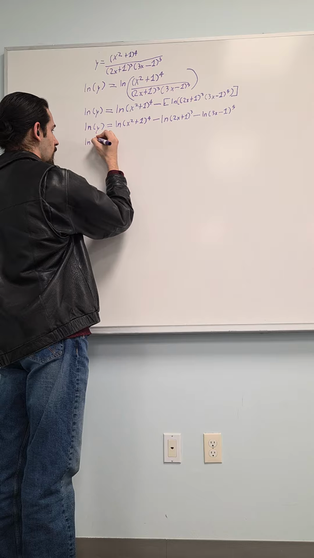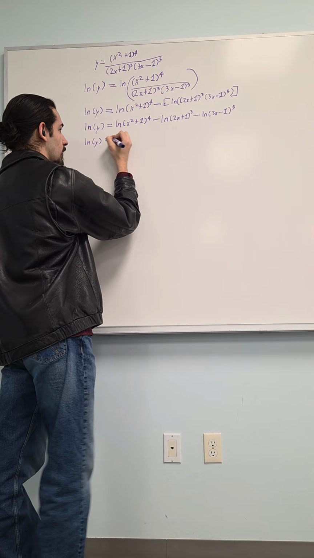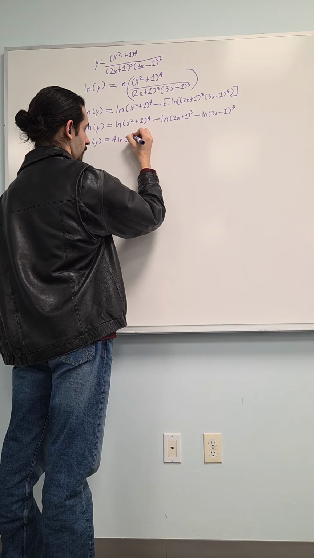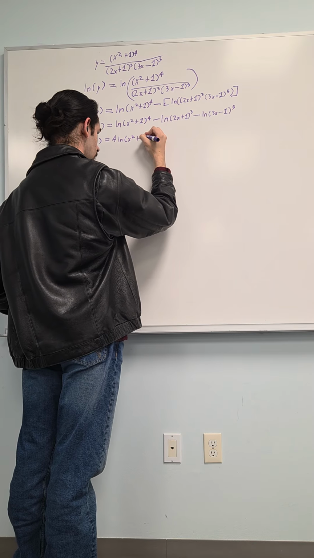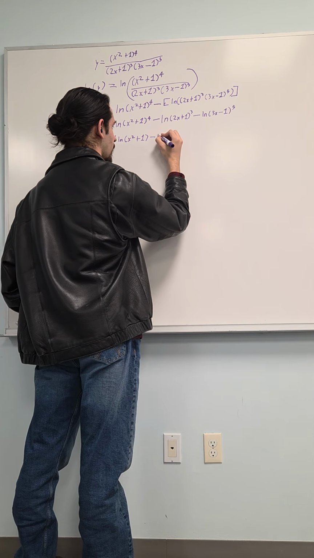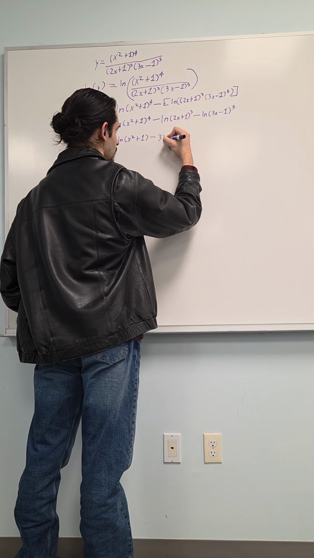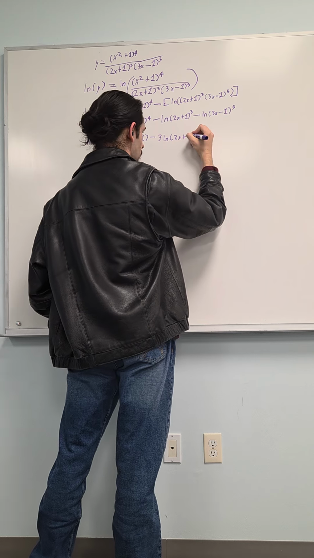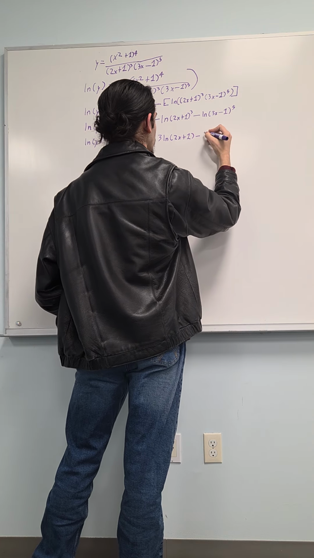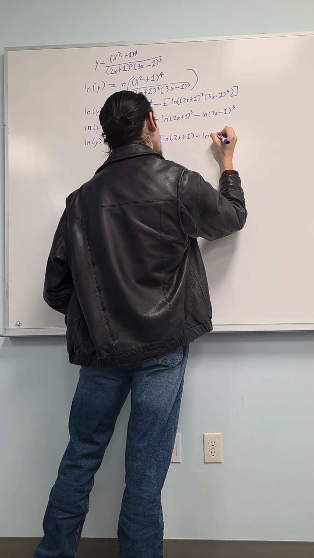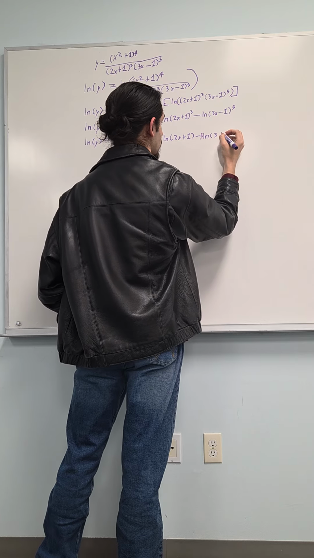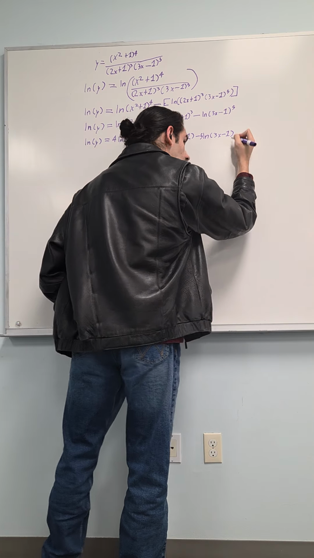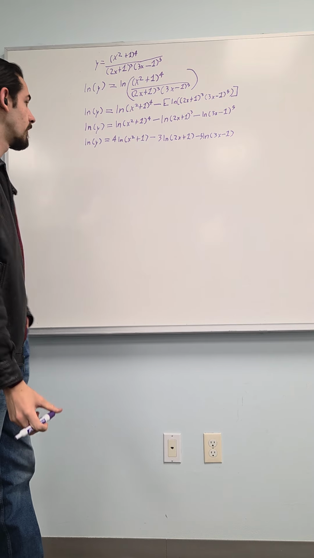So natural log of y will be equal to 4 times the natural log of x squared plus 1, minus 3 times the natural log of 2x plus 1, minus natural log of 3, minus 5 natural log of 3x minus 1. Now you finally take the derivative.